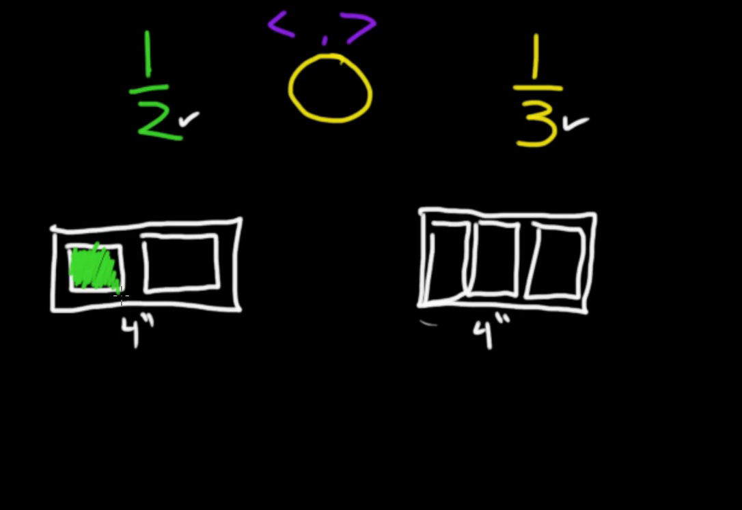We're going to shade in one. So we've demonstrated what the 1/2 fraction looks like in terms of this block of wood. Now let's shade in 1 out of 3 parts on this side. So we're going to shade in 1 out of our 3 parts here. Okay?